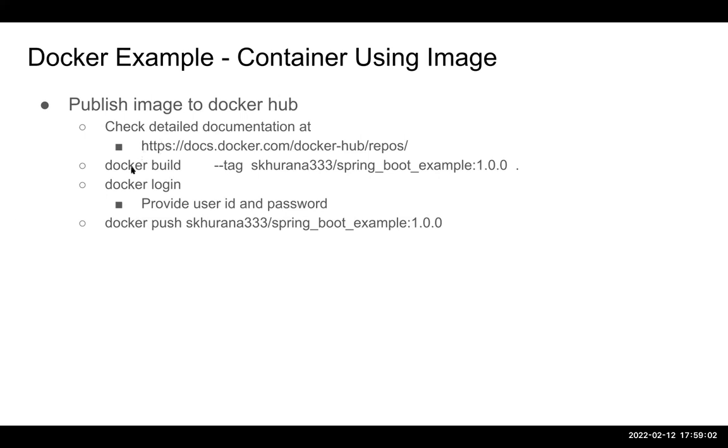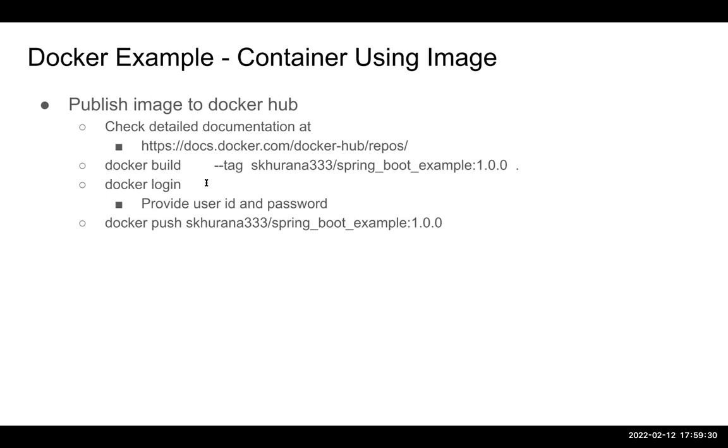But for Docker Hub, you just say docker login, and you give the user ID and password. By default, you are not giving any URL or anything, so it will automatically log into hub.docker.com. If you want to see the more detailed documentation, what the different options are and all those things, while pushing the image to Docker Hub, then you can follow this link.